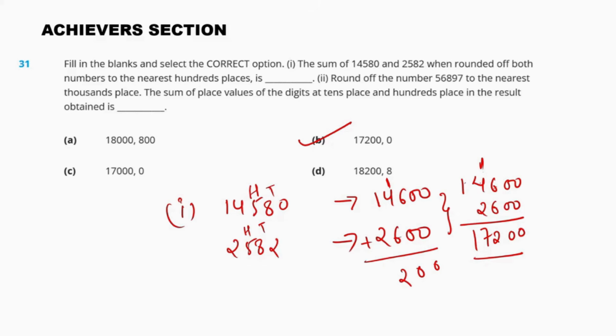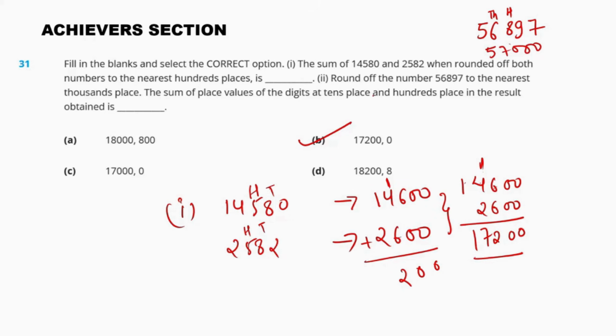Now, although if we try to solve the second part, the question is round off the number 56,897 to the nearest thousands place. The sum of place values of the digits at tens place and hundreds place in the number obtained is. Okay, so this is the question, that is 56,897, right? We have to now round it off to the nearest thousands. So for rounding it off to the nearest thousands, we have to look at the hundreds place value, right? So at hundreds place, the digit is 8. So the number will be rounded off to the next number. Because whenever the digit is 5 or greater, we always round it off to the next number. So now this will become 57,000.